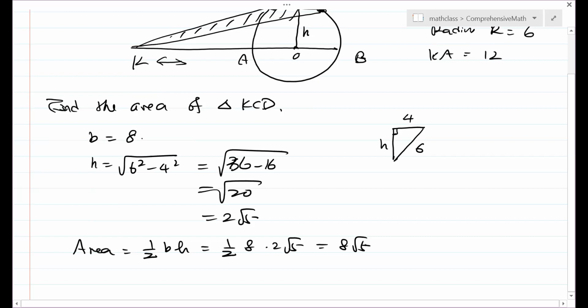Now let me check what we're going to do. We're going to learn how to count geometric figures today.